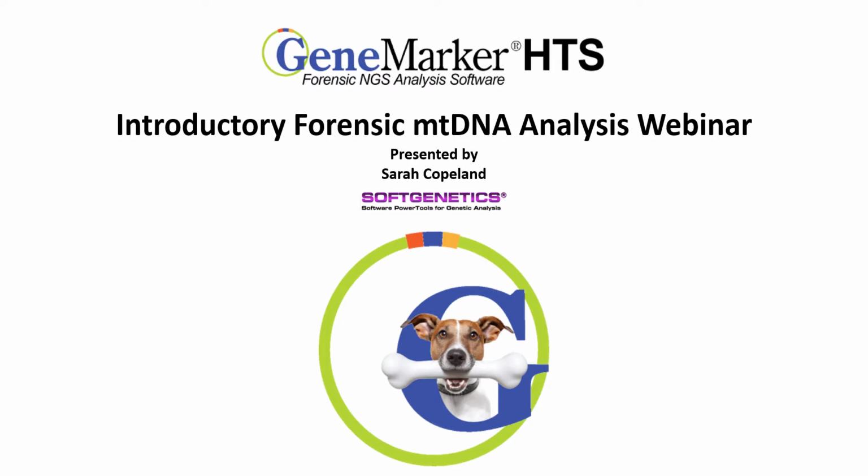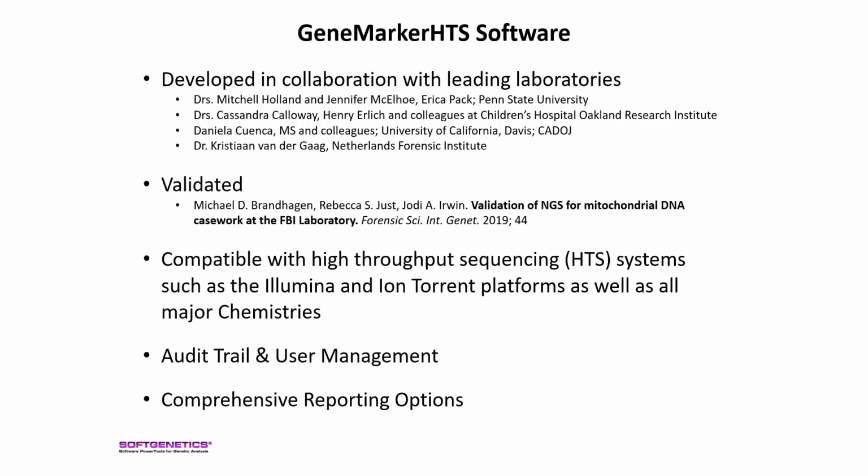using GeneMarker HTS software. GeneMarker HTS was developed in collaboration with leading laboratories and provides very sensitive detection of variants, including SNPs, indels, and heteroplasmy. The software has been validated for use on casework samples in forensic laboratories. GeneMarker HTS is forensic analysis software for data from NGS platforms such as the Illumina and Ion Torrent. Audit trail and user management are included with the software, along with comprehensive reporting options.